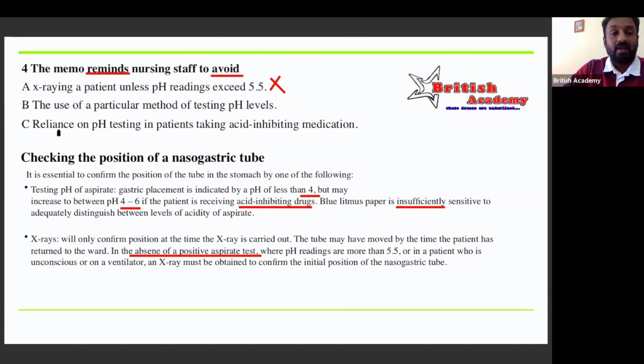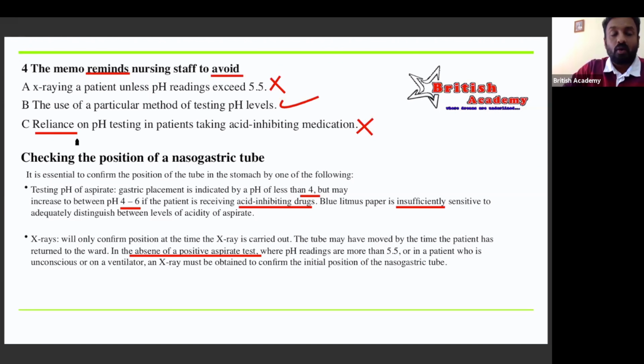Now, reliance means you're particularly depending on pH testing in patients taking acid inhibiting medicines. Now, patients who are taking acid inhibiting medicines, if you rely on only this one test, it is not the right option. So the correct option is the memo reminds nursing staff to avoid the use of a particular method of testing pH level. The right option over here is B.